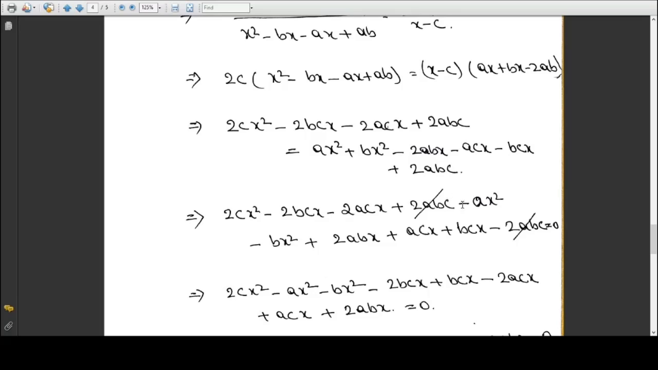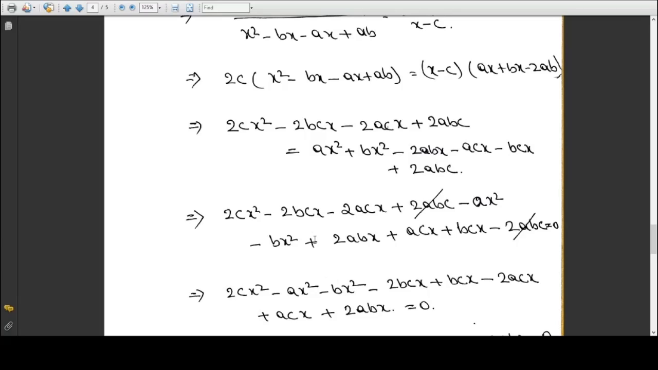If you subtract, you will get 0, meaning you can just cancel these two, and then the remaining term is 2cx square. Then you look for all the x square. You write first all the x square: 2cx square, then minus ax square, then minus bx square. Okay, then all the x square finish.